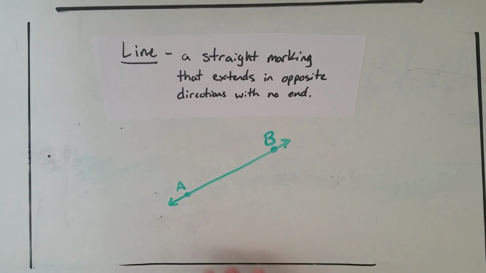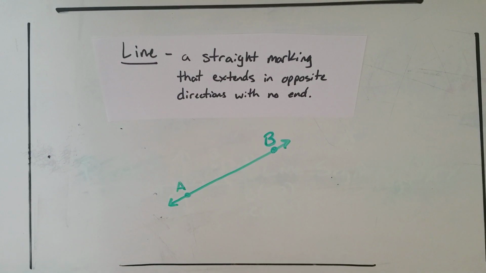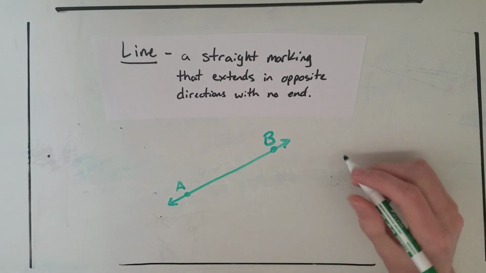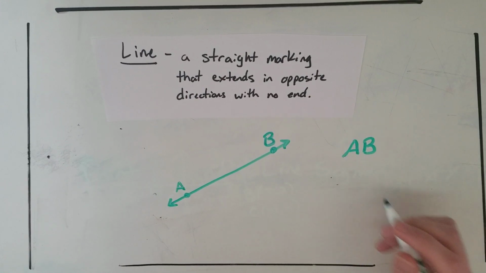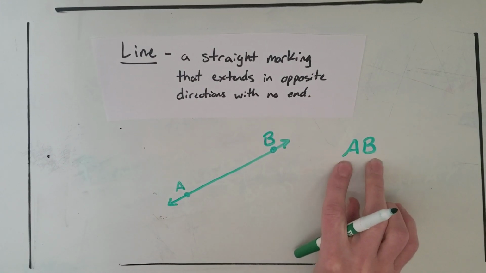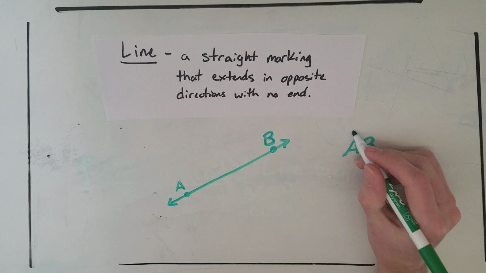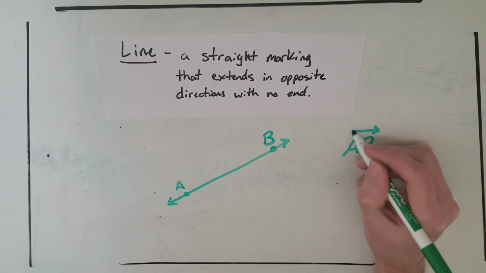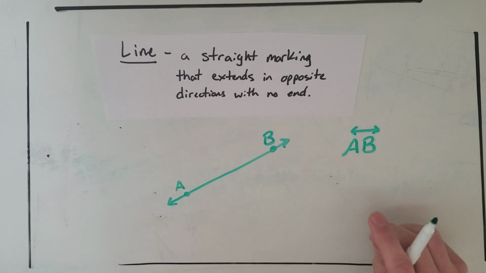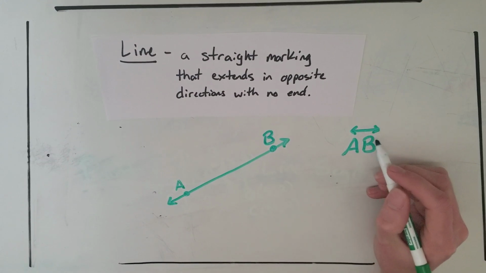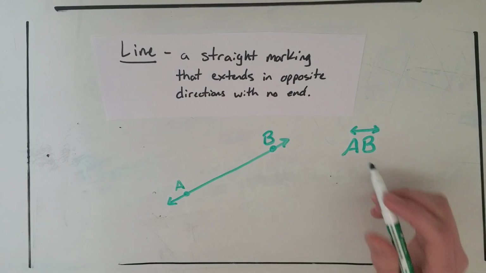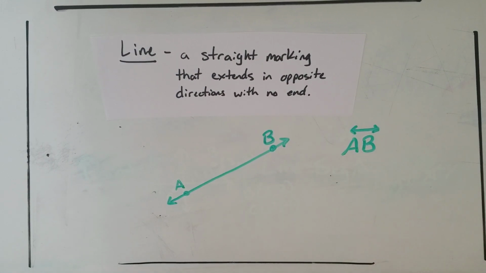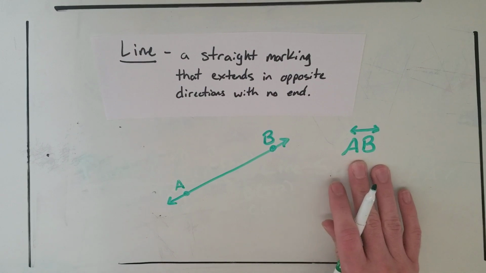So to name this line, we have A and B. We would call it line AB. The proper notation for this is simply to write A and B. Those are your 2 points on the line. And above those points, you draw a little line with arrows at the end, because the line extends in both directions infinitely. So since we're extending in both directions with no end, we're going to draw that arrow at the end on both sides. That's mainly how you're going to see lines notated.